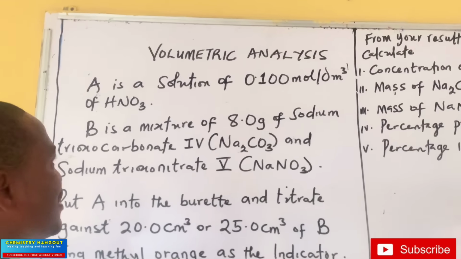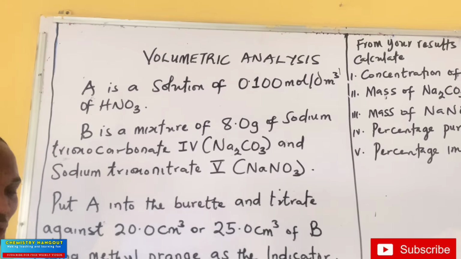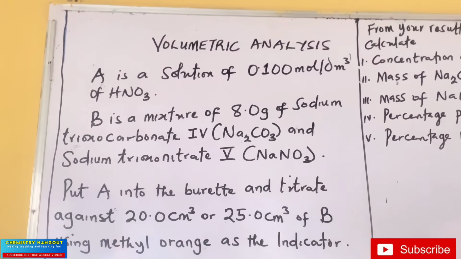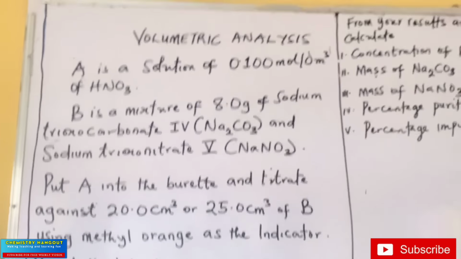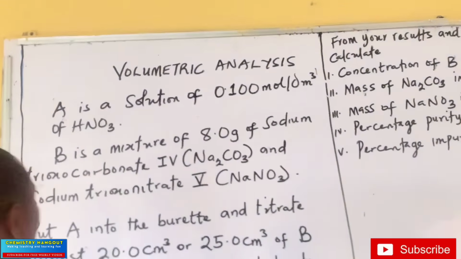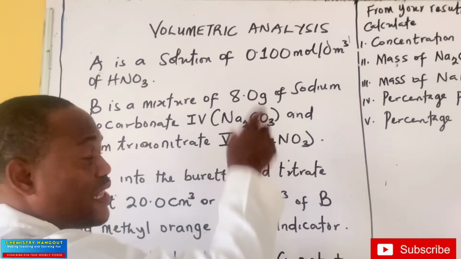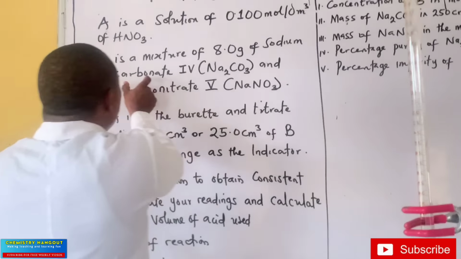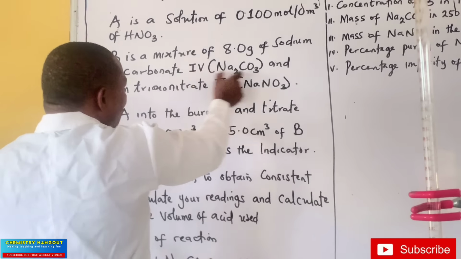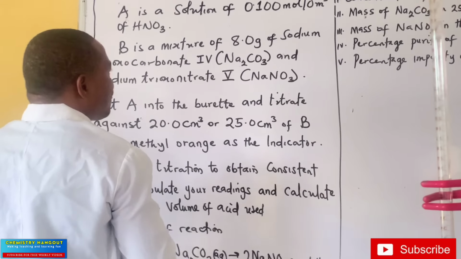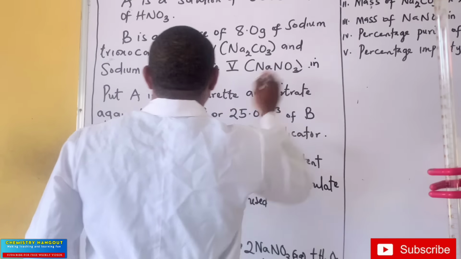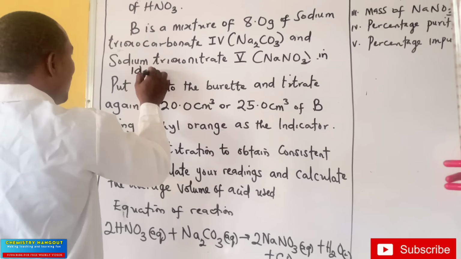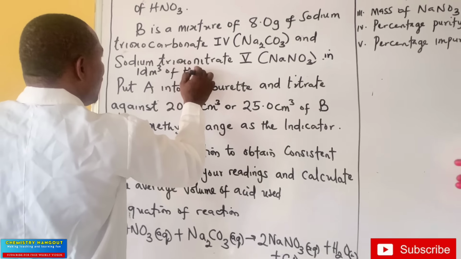Let's look at the predicted question for NECO for this year. It says A is a solution of 0.0100 mole per dm cube of HNO3, and B is a mixture of 8.0 gram of sodium carbonate and sodium nitrate in 1 dm cube of the solution.